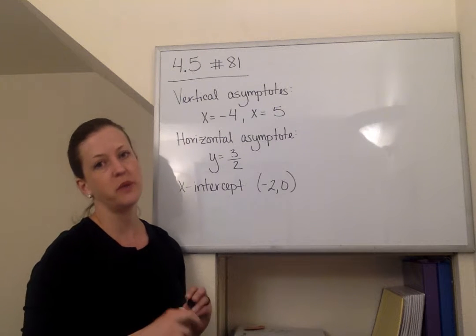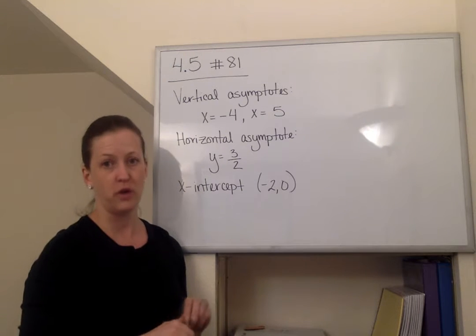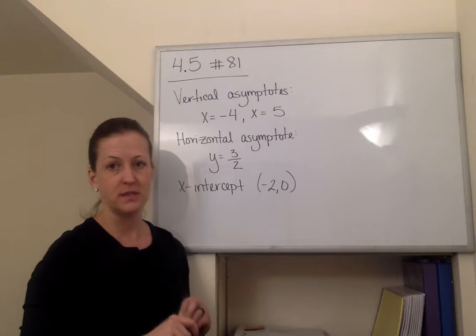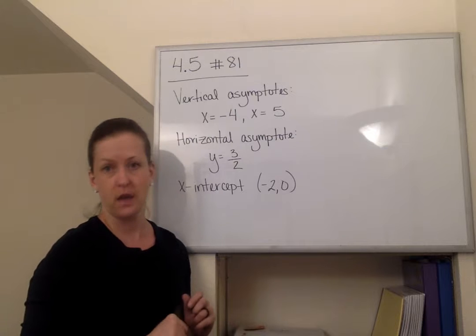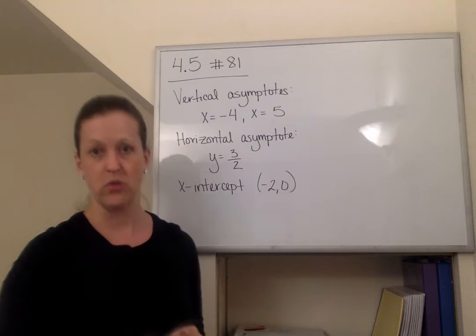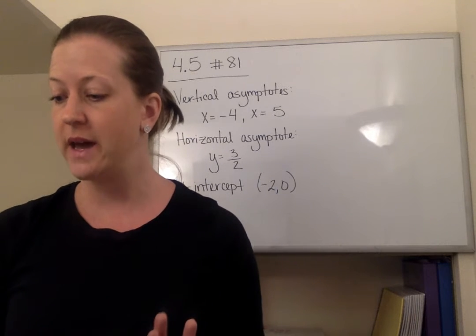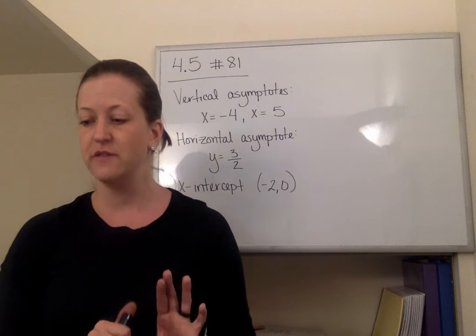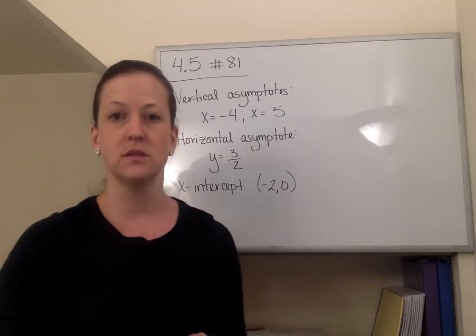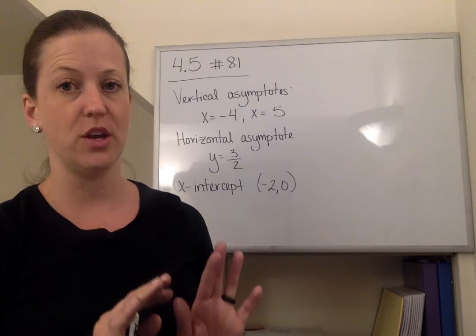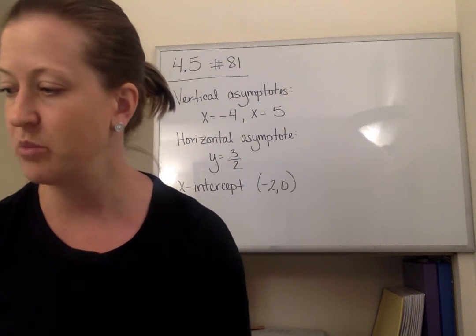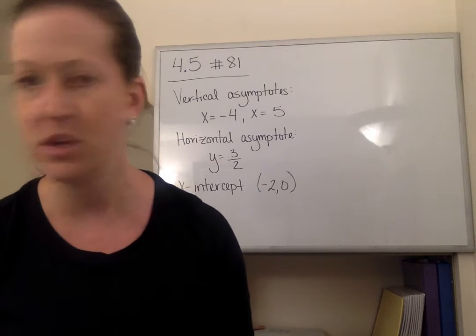Hey everybody, so another problem I wanted to go over is actually from your homework 4.5 number 81. There will be a problem like this probably on your final exam, maybe not quite this complicated, but something along these lines, and so I just wanted to make sure we go over it. So what it says is to find a rational function that satisfies the given conditions.